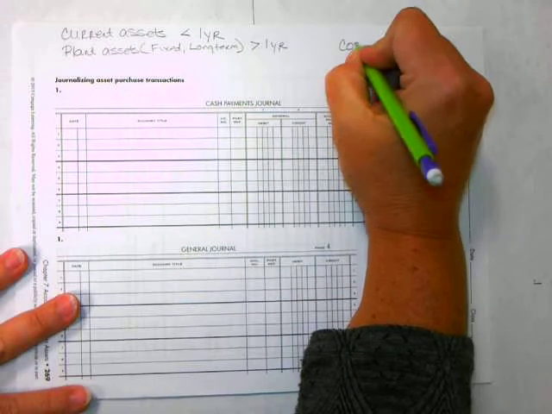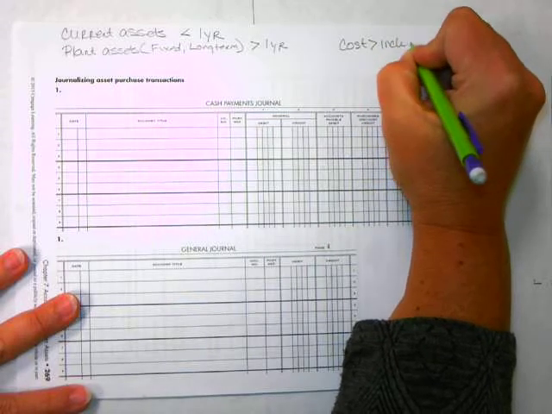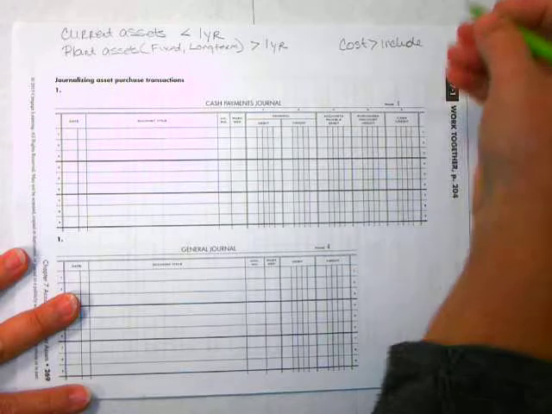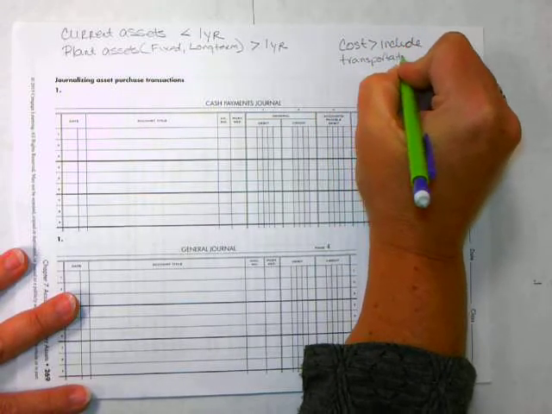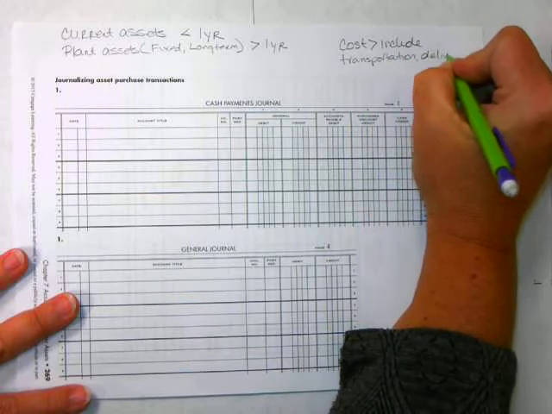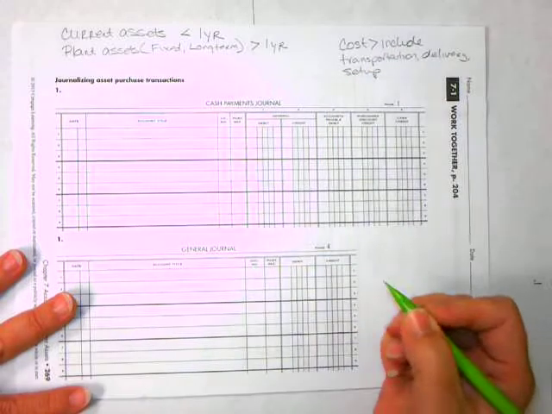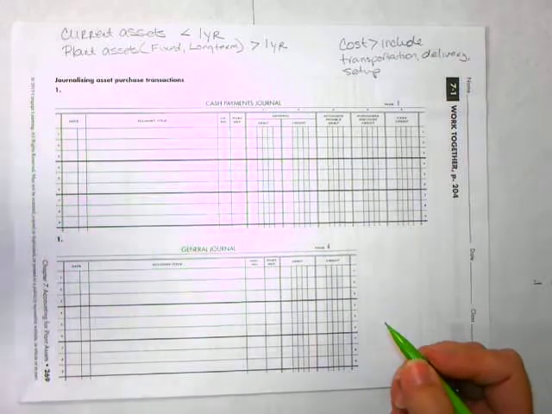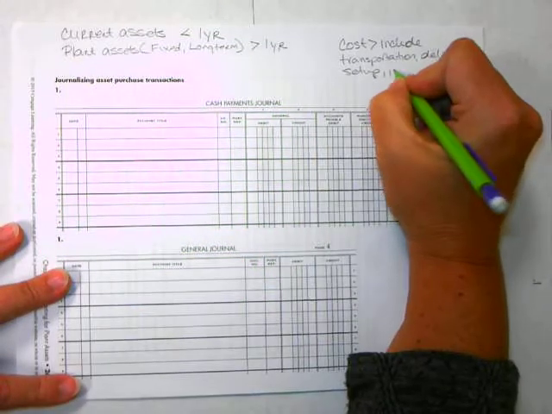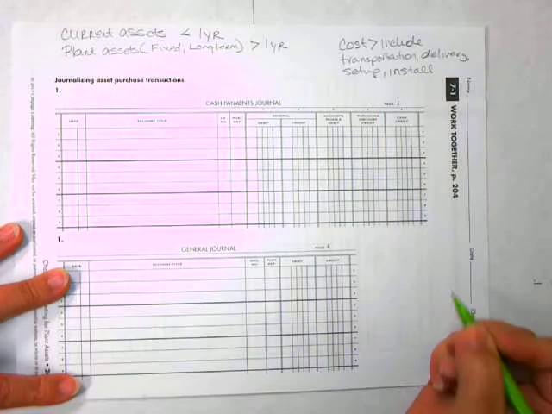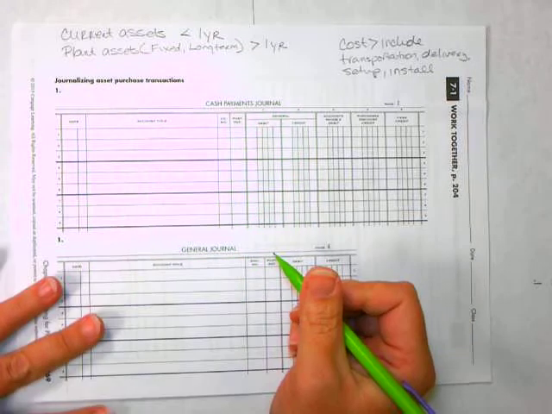Okay, so initially we just want to record the cost of the purchases. The cost can include other things like the transportation, the delivery fee, it could be the setup. If it's something that has to be welded together, the cost of somebody coming out to weld it together, things like that. Okay, any installation cost. So the cost of that would all be included in this for our purpose.